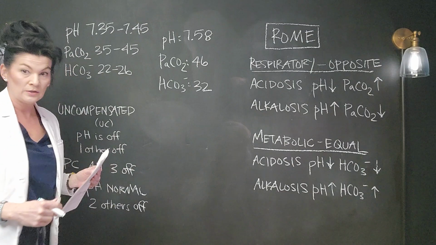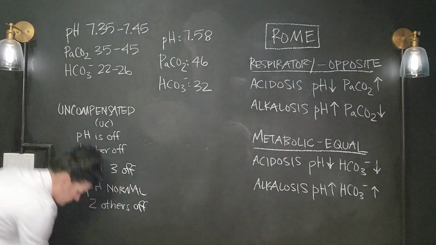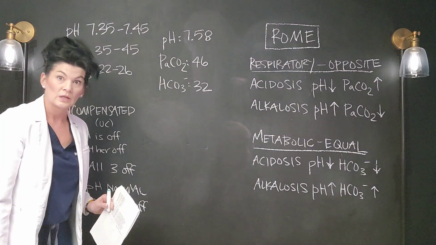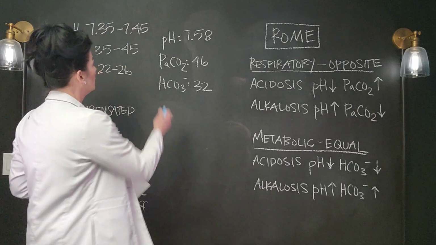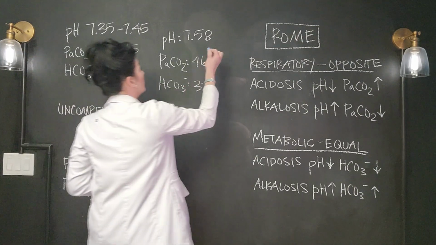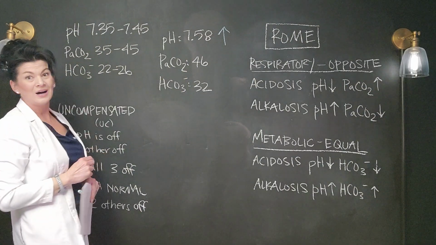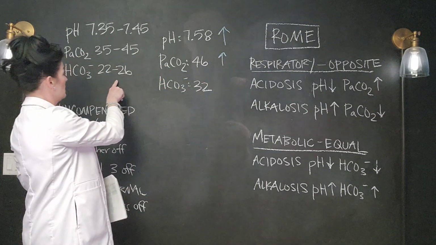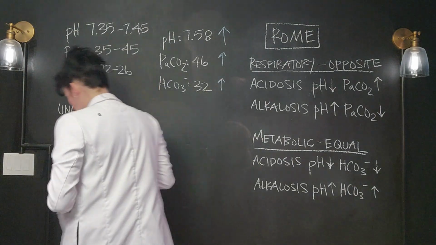All right. We're just going to, again, do the same thing we did on the last one. So when it comes to our pH, is our pH high, low, or normal? Definitely high, right? pH is way high. Is our partial pressure of CO2 high, low, or normal? That is also high. Is our bicarb high, low, or normal? It's also high.